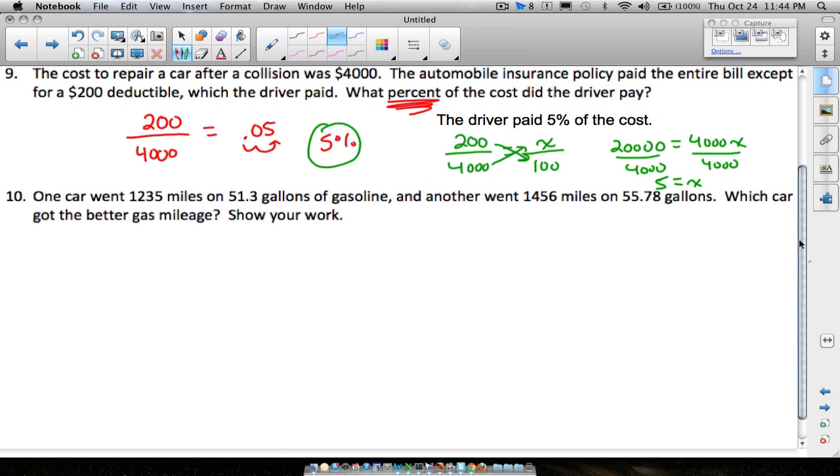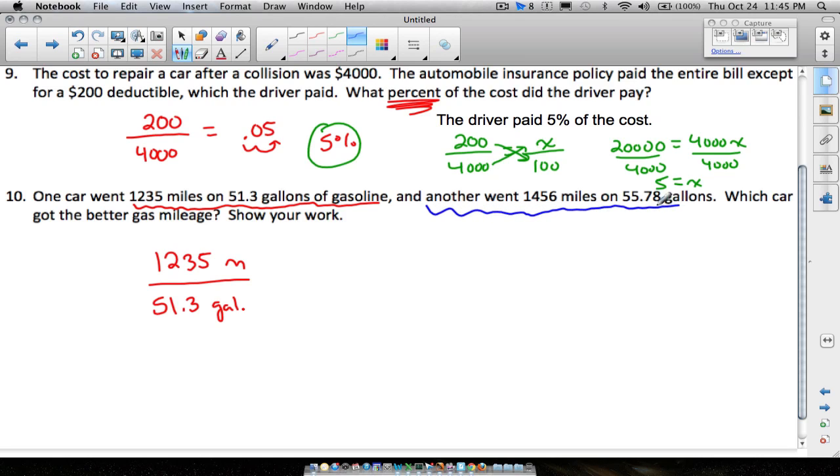Anyway, on to number 10. One car went 1,235 miles on 51.3 gallons of gasoline. Right there, I like those numbers. I'm thinking miles per gallon. 1,235 miles on 51.3 gallons of gas. Another car went 1,456 miles on 55.78 gallons of gas. Which car got better gas mileage?